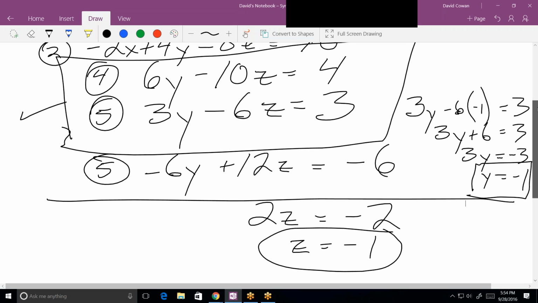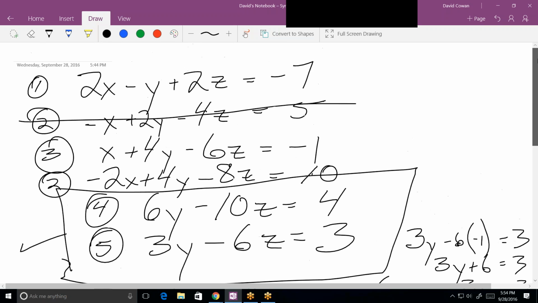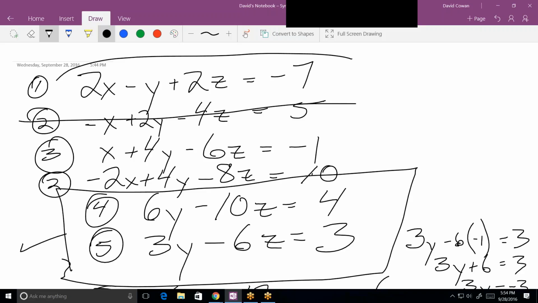Now we have to go back to usually one of the original three will be a good one to use. Again here, I could use any of these equations because I've already solved for y and z. So I can come up with x. Which of those equations should I use? Which one's going to be the simplest to solve for x? Probably equation 3. I agree.